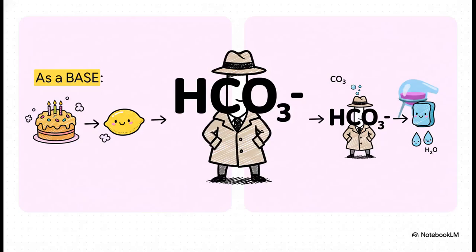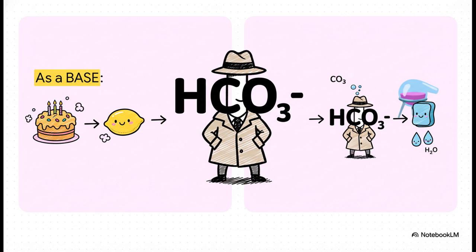texture we all love. Now, here's what's really fascinating about bicarbonate. It has a secret identity. In baking, it acts as a base, reacting with an acid. But, and this is what makes it so useful, it can also act as an acid, reacting with strong bases. This dual nature is called being amphoteric. It can donate that extra hydrogen atom, which is the definition of what an acid does. So it can neutralize an acid by accepting a proton, or it can neutralize a base by donating its own.